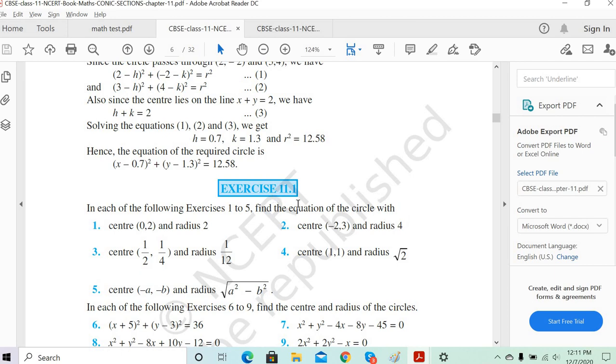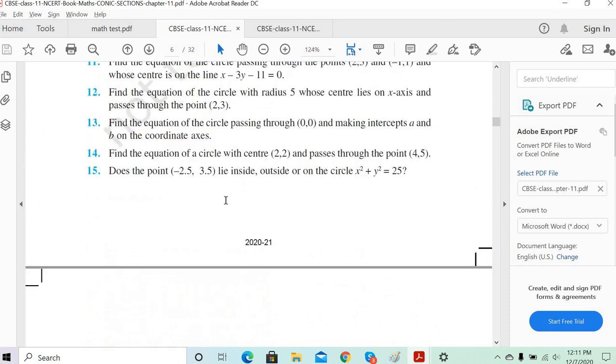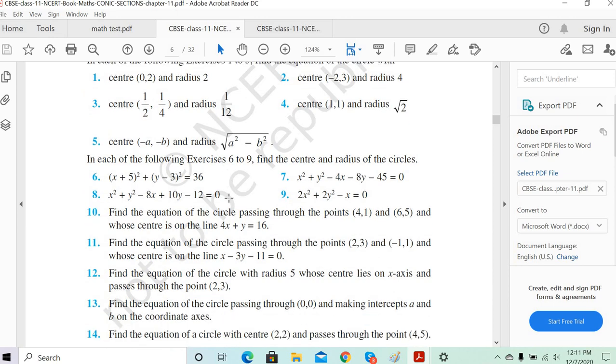Can you take this exercise 11.1 as homework? Try to finish and mark the questions which you are not getting, then we can discuss and resolve them. Is it okay? Yes, sir. Fine, Vijay. Sure.